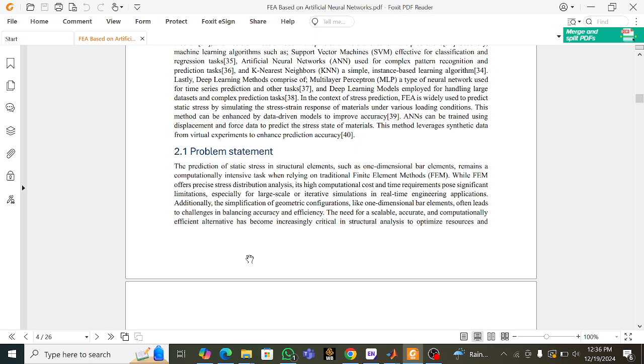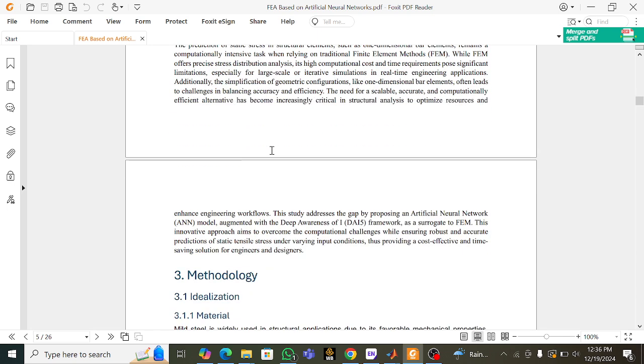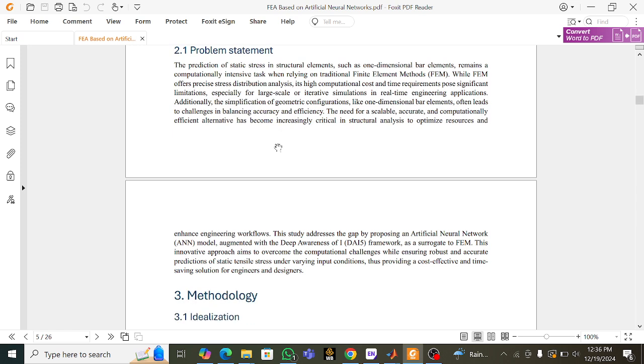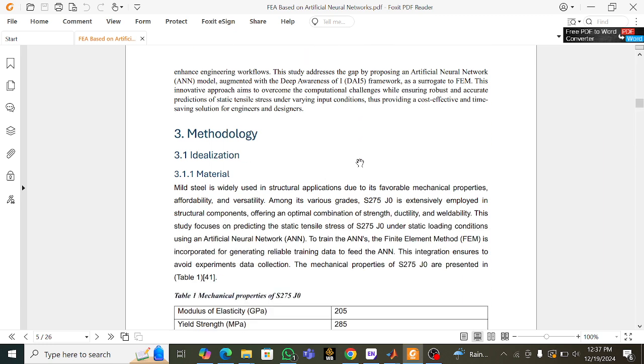So we will develop an artificial neural network that is effective and accurate as well. So that is about the problem statement, and also I will use the type 5 framework, a step-by-step approach to the solution. This is a modern approach to solve the problem. Methodology.